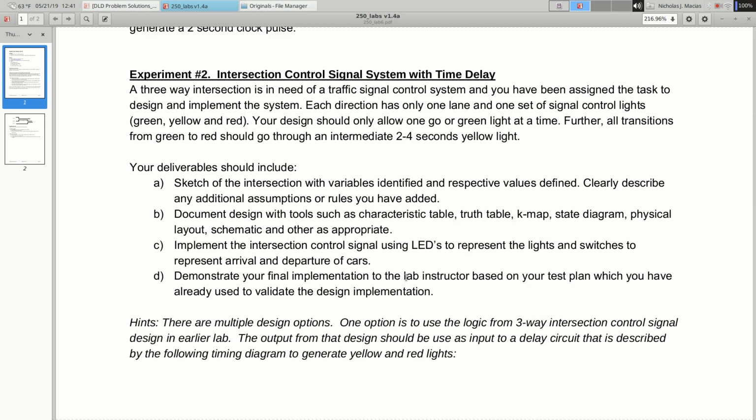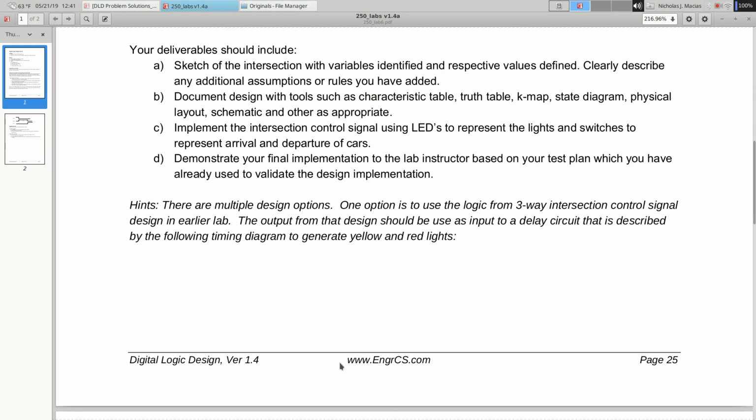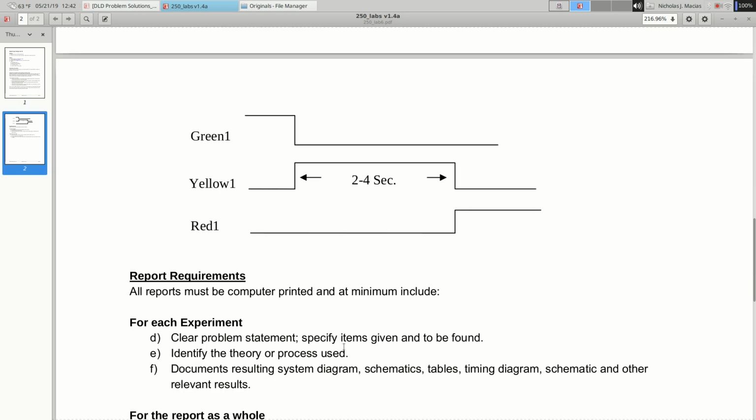Hints. Always pay attention to the hints in these labs. There are multiple design options. One option is to use the logic from the three-way intersection designed in an earlier lab and use the output from that design as an input to a delay circuit that is described by the following timing diagram. And then here's a possibly useful timing diagram for how our light should behave. Our light should be green. When the green light drops, our yellow light should go on for a few seconds. When the yellow light drops, the red light should go on.